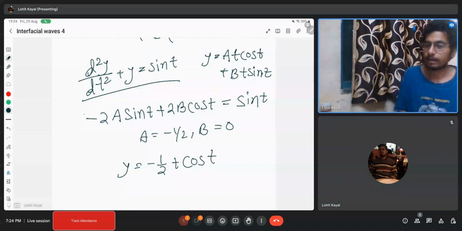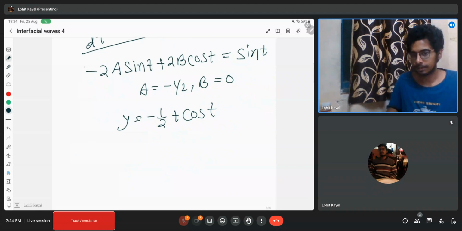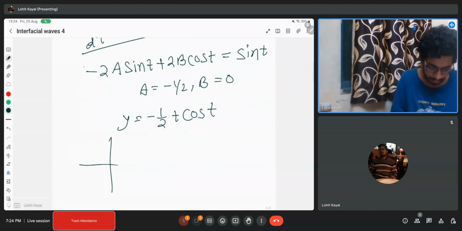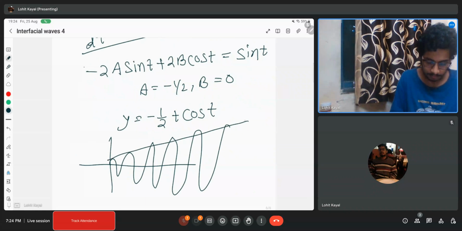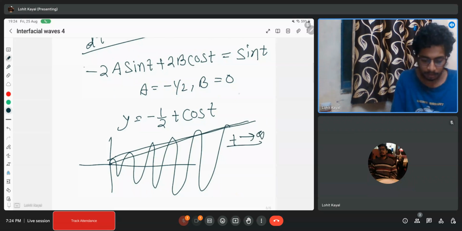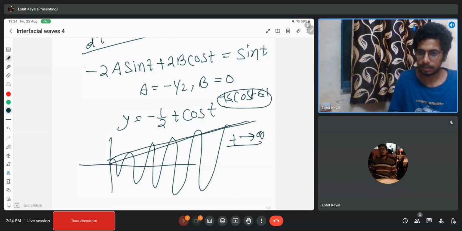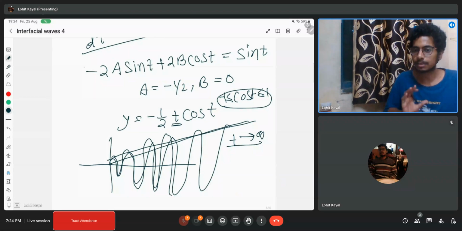Okay. So what happens here? Now what is the curve of t cos t? The curve of t cos t is something like this. This is some y equal to t, something like that. Okay. So as t increases, remember that cos t will take values from +1 to -1. Okay. So it is oscillatory. But as t increases, the amplitude of the oscillation will continuously increase, which indicates that this solution is unstable.